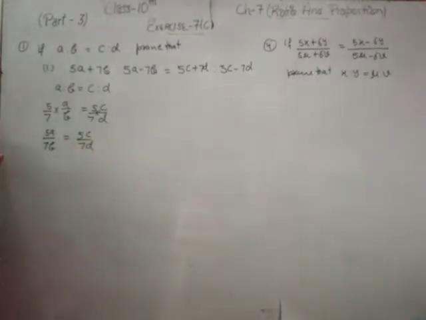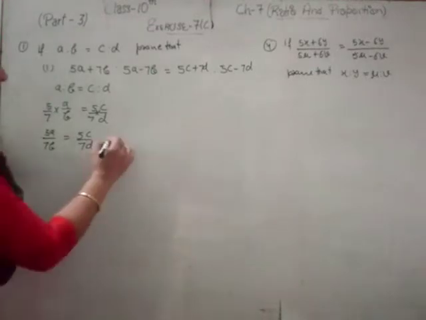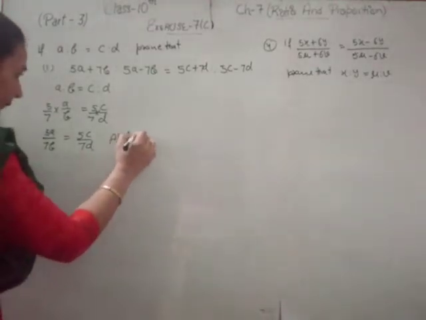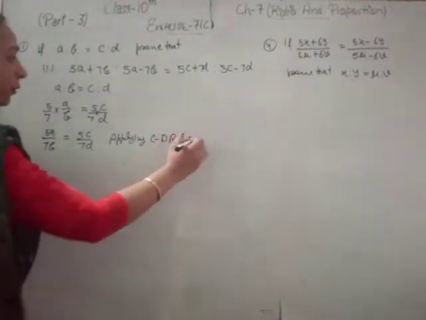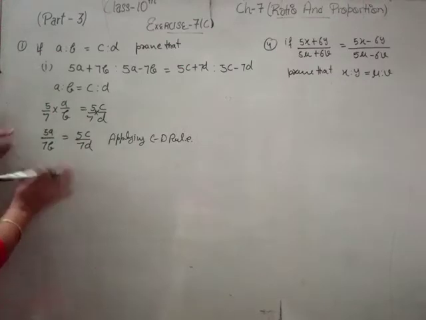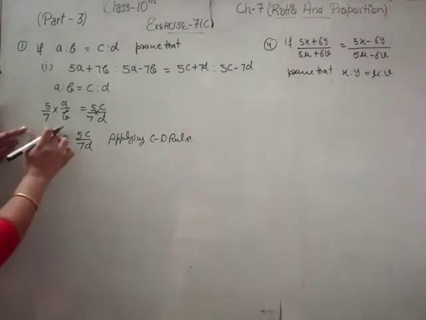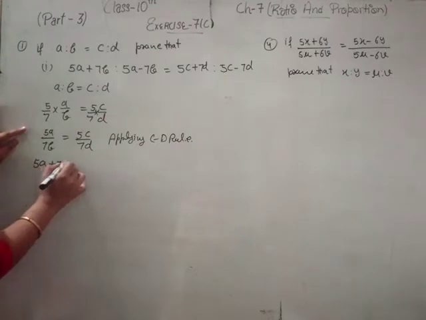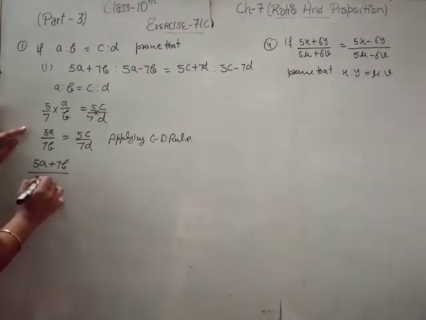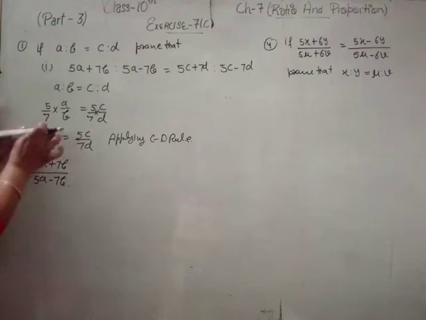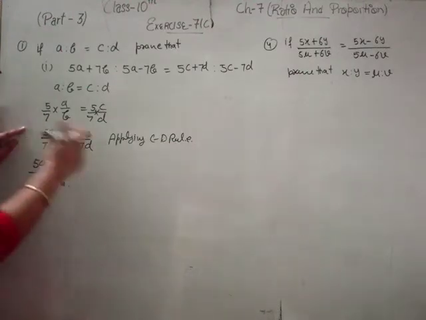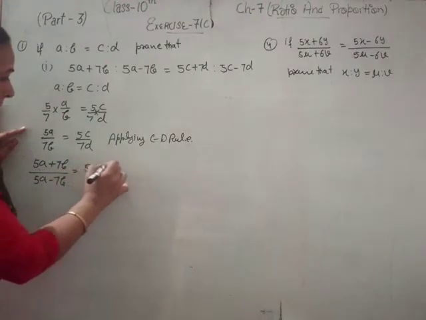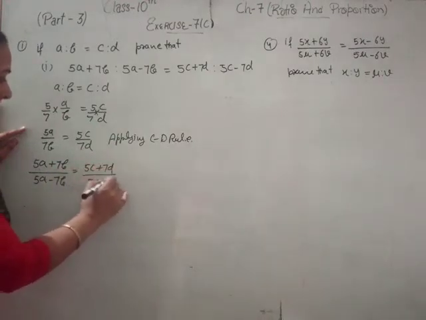Okay student. Next we apply CD rule. CD rule means componendo and dividendo. Then according to componendo and dividendo, first we add: 5a plus 7b and divided by 5a minus 7b, in the denominator 5a minus 7b. Same as it is 5c plus 7d and 5c minus 7d.